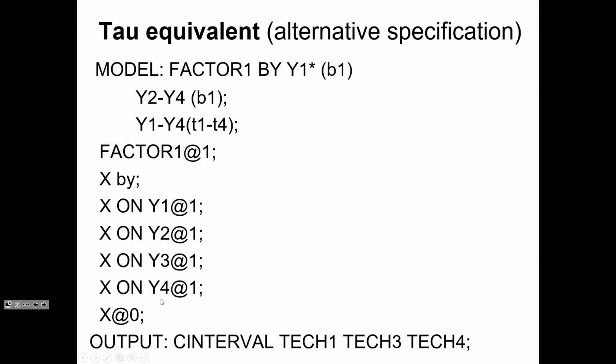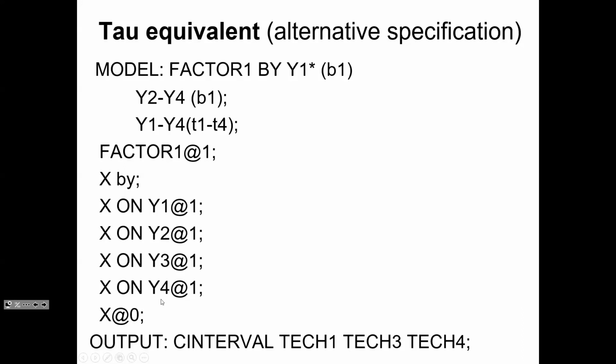So here I'm just constraining all the factor loadings to be B1. I'm not constraining the error variances to be equal, but I am naming them T1 to T4. So that's what that line is saying. Y1 to Y4, I've got 4 error variances. I'm naming them T1 to T4, but they're not constrained to be equal. Factor 1 at 1, right? So the factor variance is 1.